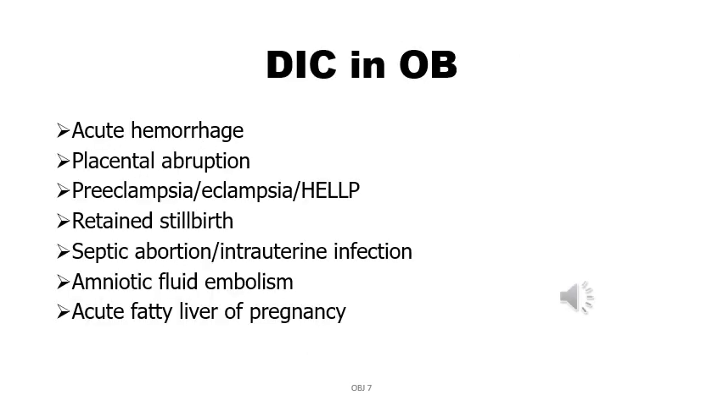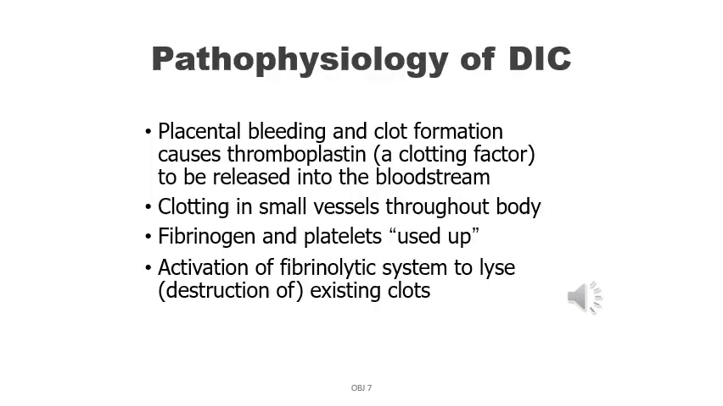So again, you will see DIC in OB if you have an acute hemorrhage, placental abruption, preeclampsia, which can lead to eclampsia, which can lead to HELLP syndrome. A retained stillbirth, septic abortion, intrauterine infection, amniotic fluid embolism, or acute fatty liver of pregnancy. Okay, again we'll go over the pathophysiology of DIC.